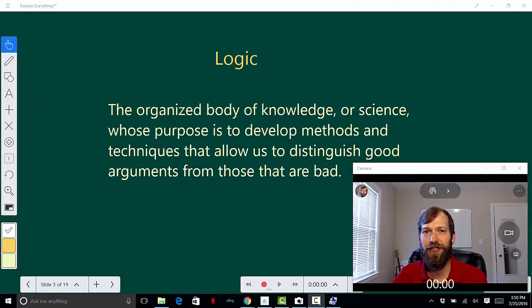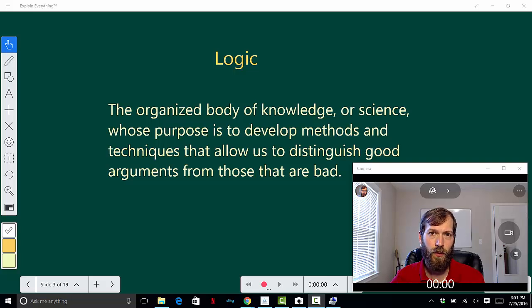All right, so what is logic? Logic as a discipline is the organized body of knowledge or science whose purpose is to develop methods and techniques that allow us to distinguish good arguments from those that are bad. As I've been stressing, what's really going to be important for us when deciding whether an argument is a good argument or a bad argument mostly is going to come down to whether an argument is truth-preserving versus not truth-preserving. And so what we're going to be doing in this course as we continue, we're going to look at the various kinds of methods that have been developed over time to allow us to do that.